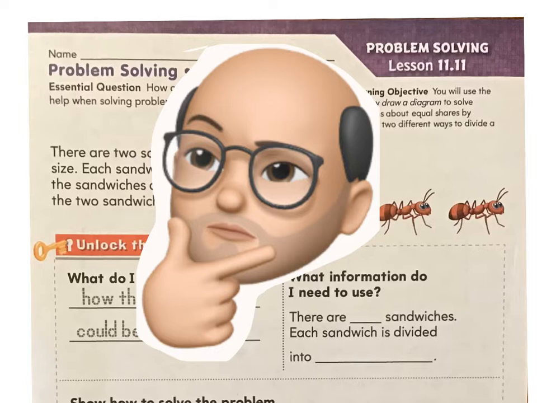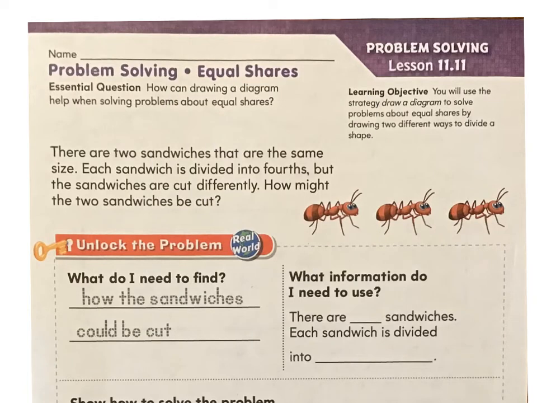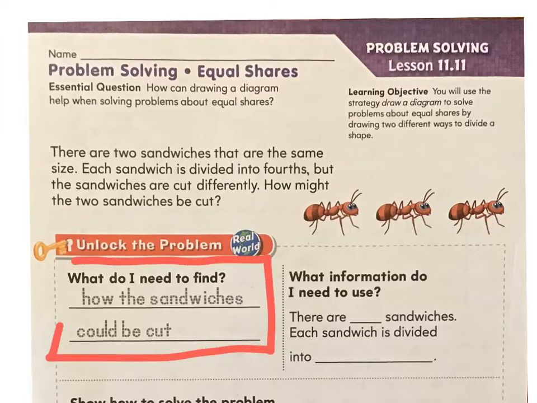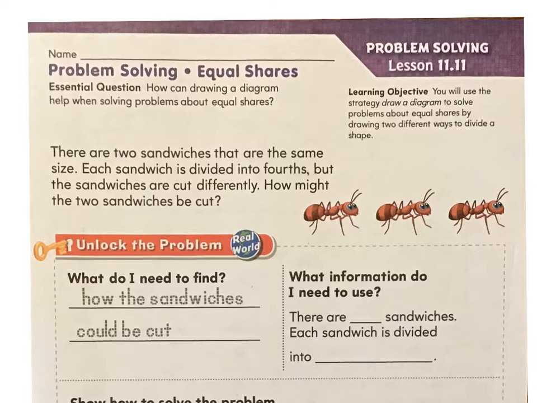That's one to think about, all right. Let's unlock the problem. First, what do I need to find? Well, they've given us the answer. We need to find how the sandwiches could be cut. And as I said, they're going to be divided into fourths. What information do I need to use? So there are two sandwiches, and each sandwich will be divided into fourths.